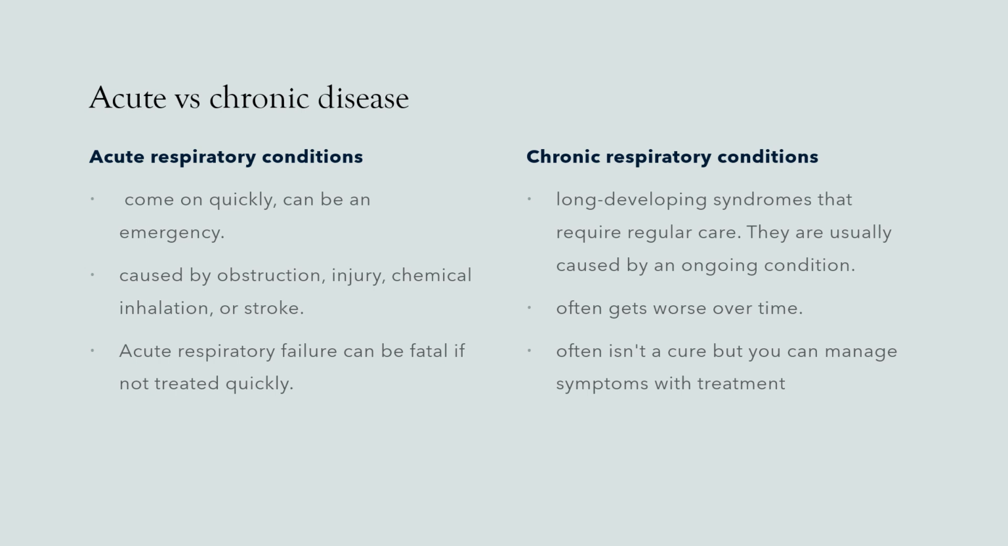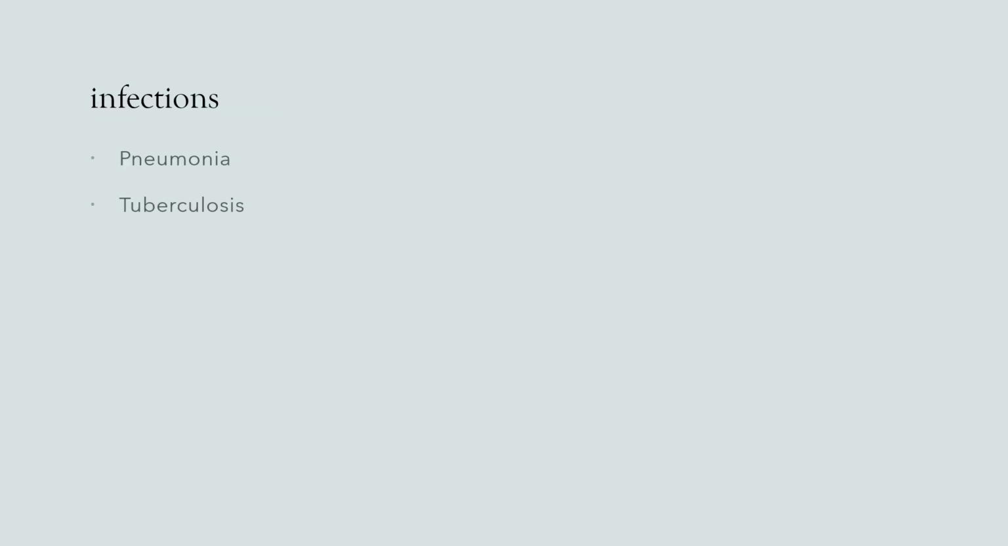Pneumonia would also fall into this category. Chronic respiratory conditions are those long-developing syndromes that require ongoing care, often get worse over time. And often there's not a cure, but the goal is to manage symptoms. So examples of that would be COPD. We are going to start by talking about infections, specifically pneumonia.